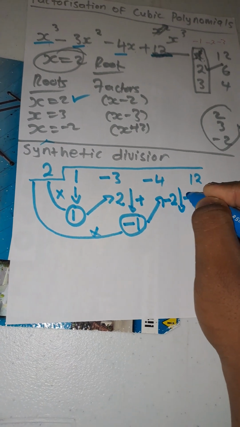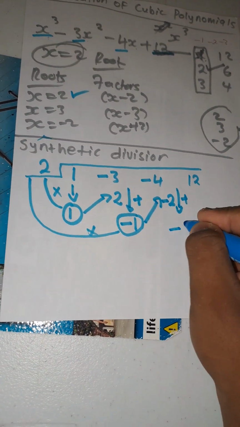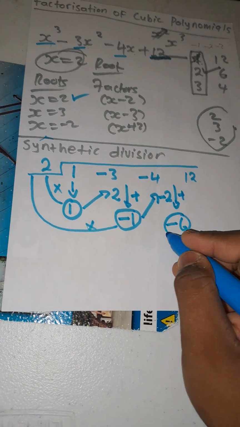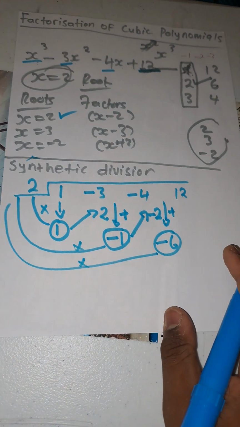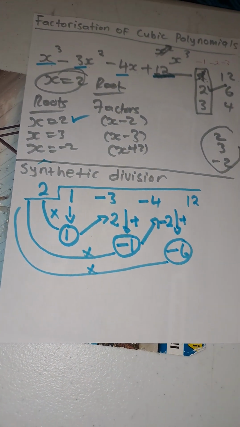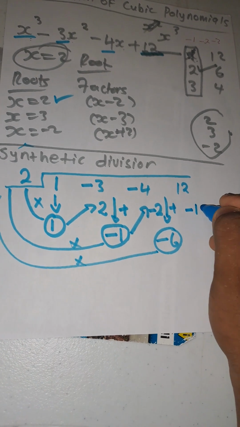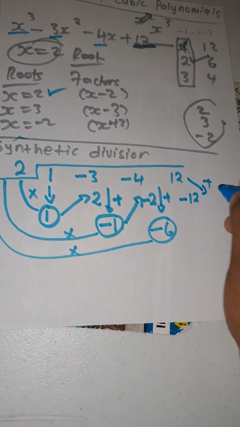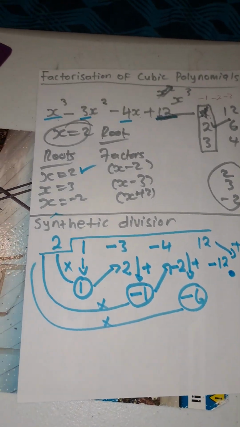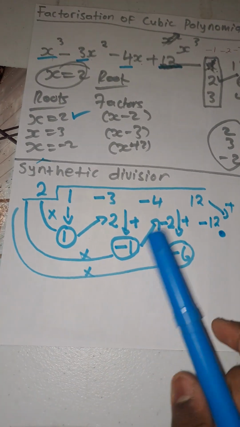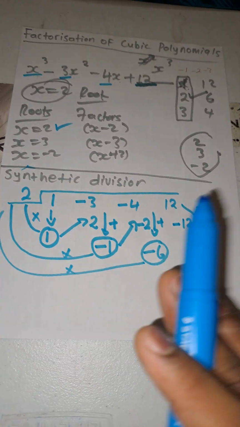And then -4 + -2 gives me -6. You circle it. Then you go there, you multiply. -6 × 2 is -12. What is -12 + 12? It is 0, but you don't put a 0, you put a dot. So for this thing, we wanna get 0 when you're doing synthetic division. We have to get 0. If you don't get 0, know that something is wrong.